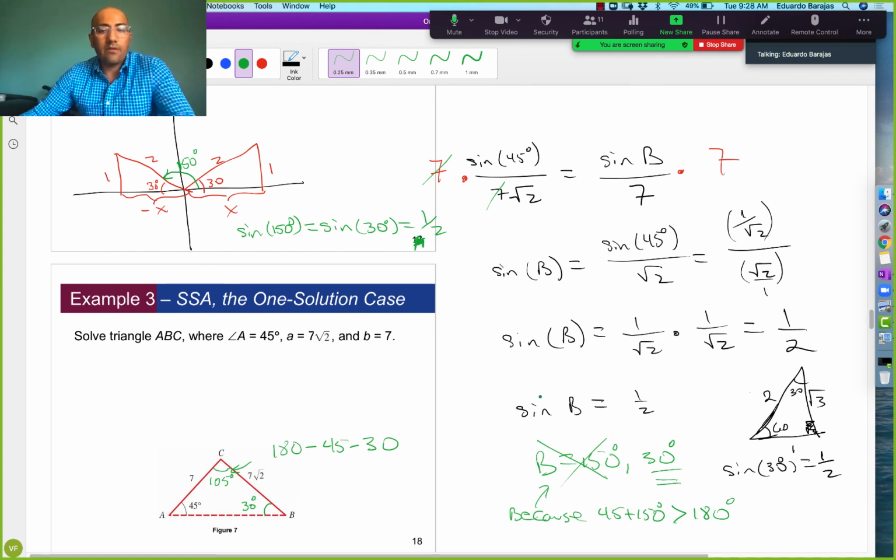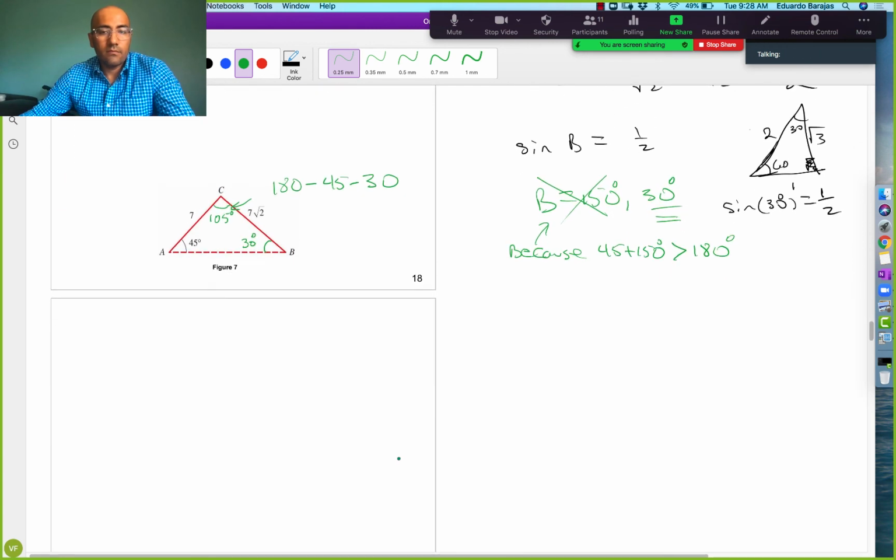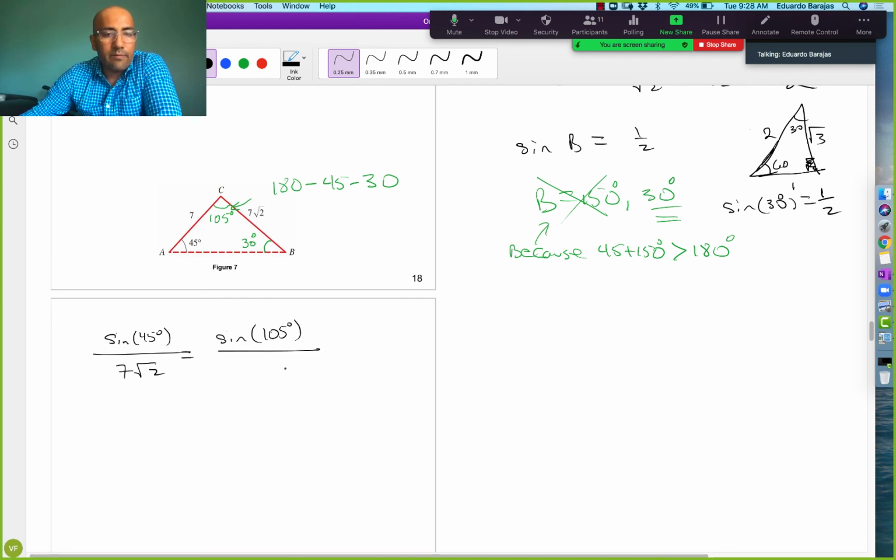And now we can set up another law of sines to find the other missing value. So now we can set up that sine of 45 degrees divided by 7 root 2 is equal to sine of 105 degrees divided by the missing value lowercase c, right? This distance there. Good. Questions? So 105 degrees is obviously in quadrant 2.